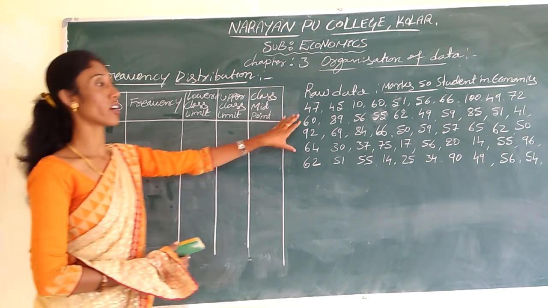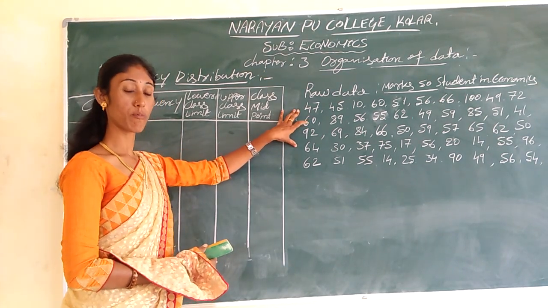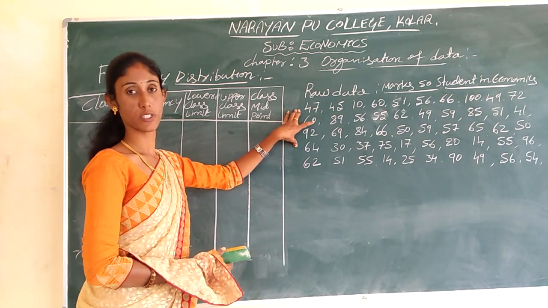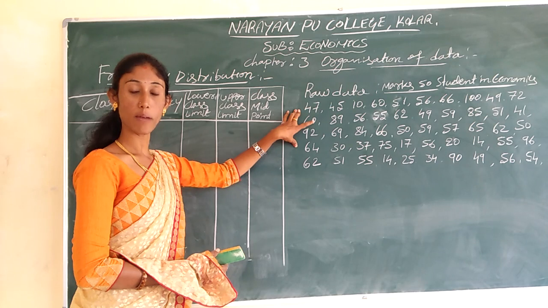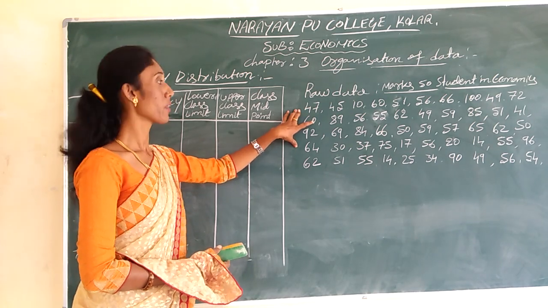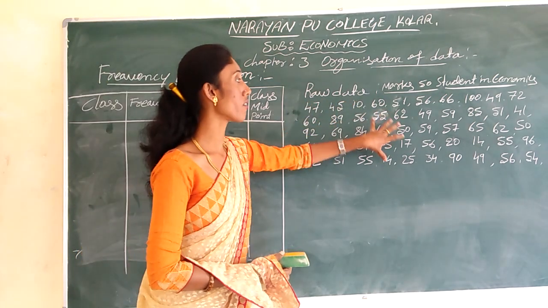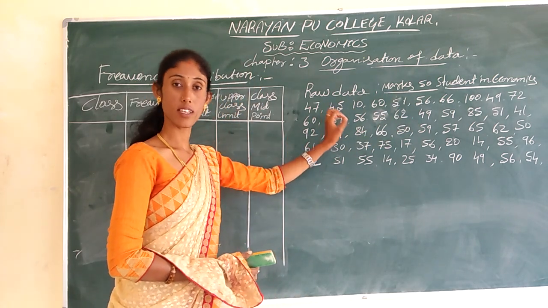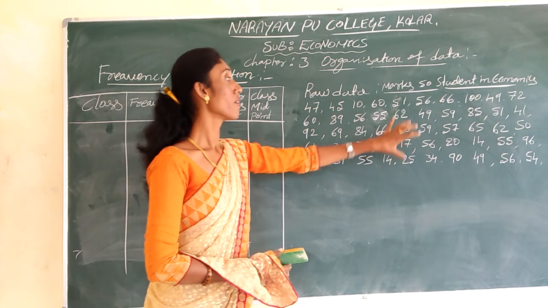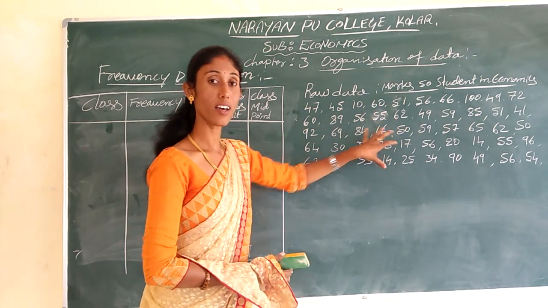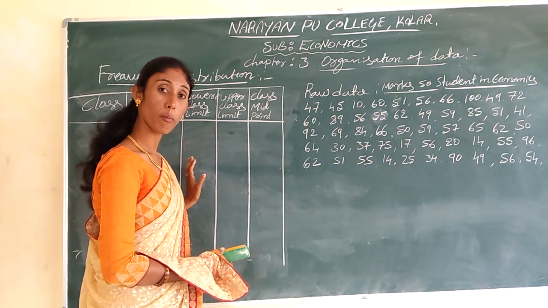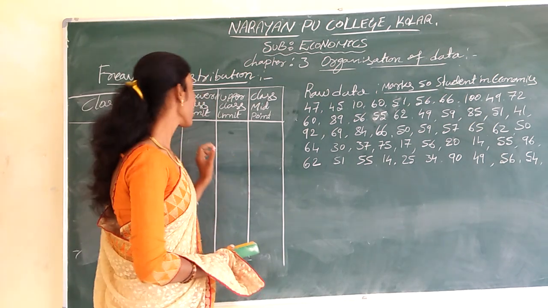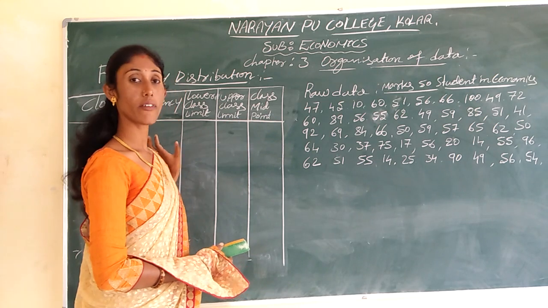Observe this raw data. I have already given one example: the marks of 50 students in the economics subject. I am taking the same data for the example here. We have the marks of 50 students in a particular examination, that is the economics examination. Then this raw data we need to organize in a proper order. That order is nothing but frequency distribution. Before going to that, we need to have classes.